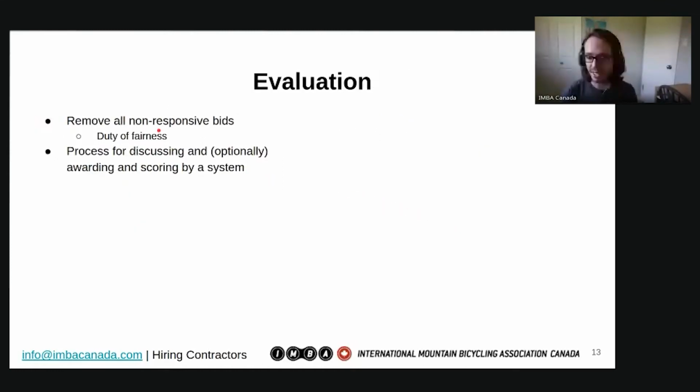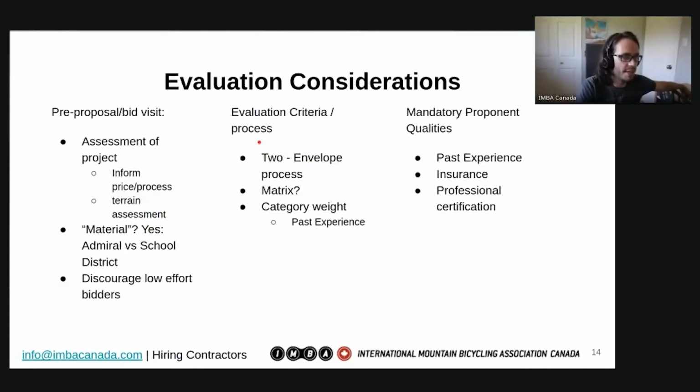So evaluation is the next phase. First, we remove all non-responsive bids. This is important because we have a duty of fairness, and we're just describing the process for discussing and optionally awarding, maybe by a scoring system or whatnot. And this can be a two-part process where you have, and I have that detailed here, a 2-envelope process where you're weighting their performance first before understanding how much it will cost, and then you can review the prices based on that.